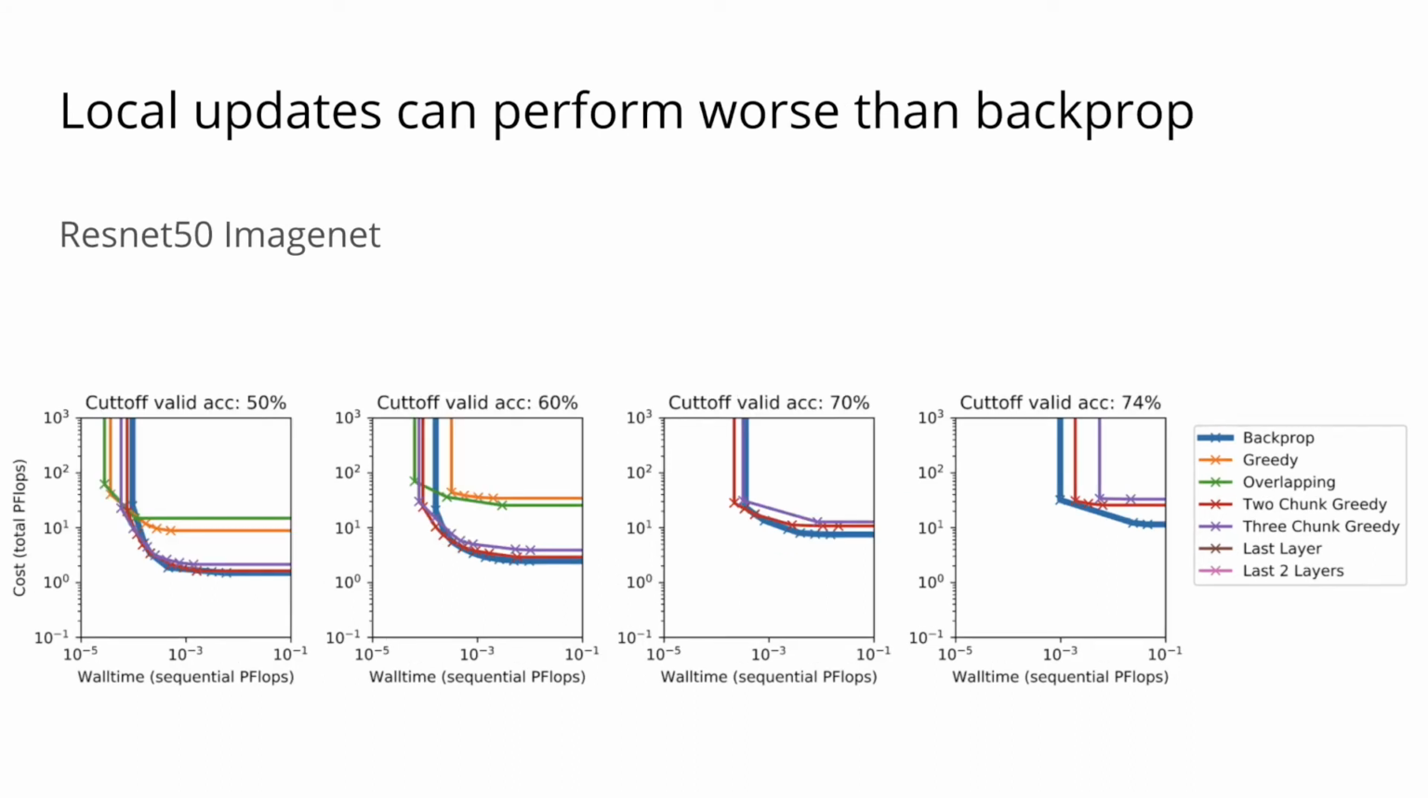Finally, we have results on training ImageNet with ResNet 50. For this model, local updates work well when trying to achieve low accuracy values, say 50% or 60%. But when training to higher performance, we see local updates severely underperform backprop. In this highlighted pane, many of the local methods are not even on this plot, meaning that no method achieves the desired cutoff value.